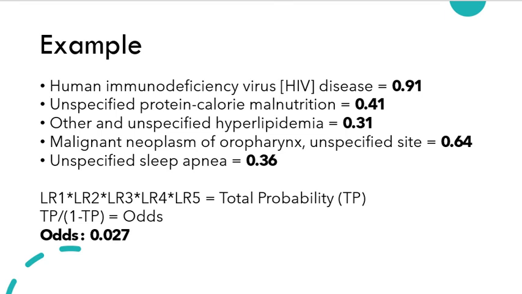I use naive Bayes to calculate odds on if a patient has diabetes or not. A sample patient was chosen, and 5 diagnoses are noted along with their likelihood ratios in bold. All 5 likelihood ratios were multiplied and then divided by 1 minus the probability, which resulted in an odds of diabetes of 0.027.